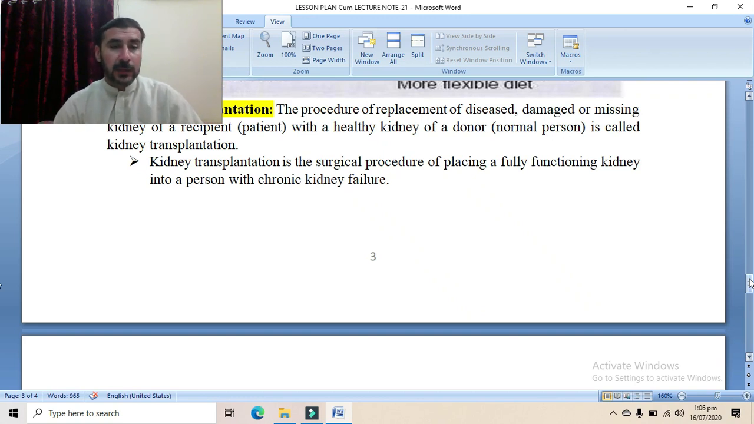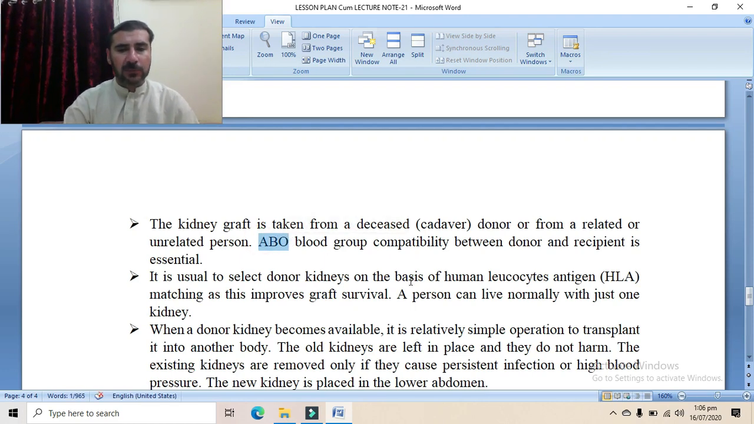Suppose A is a donor and he or she is giving his kidney to B. So if A has blood group B positive, then B should also have blood group B positive. So the patient and the donor both should have the same blood group. First point we have discussed, the ABO blood group system must be matched. Secondly, now we are talking about the HLA. The human leukocyte antigens which are found on the surface of cells must match between the donor and the recipient. The person who is giving the kidney, that is the donor. So the HLA molecules, the surface receptors of this donor must match with the surface receptors of the recipient, the patient.